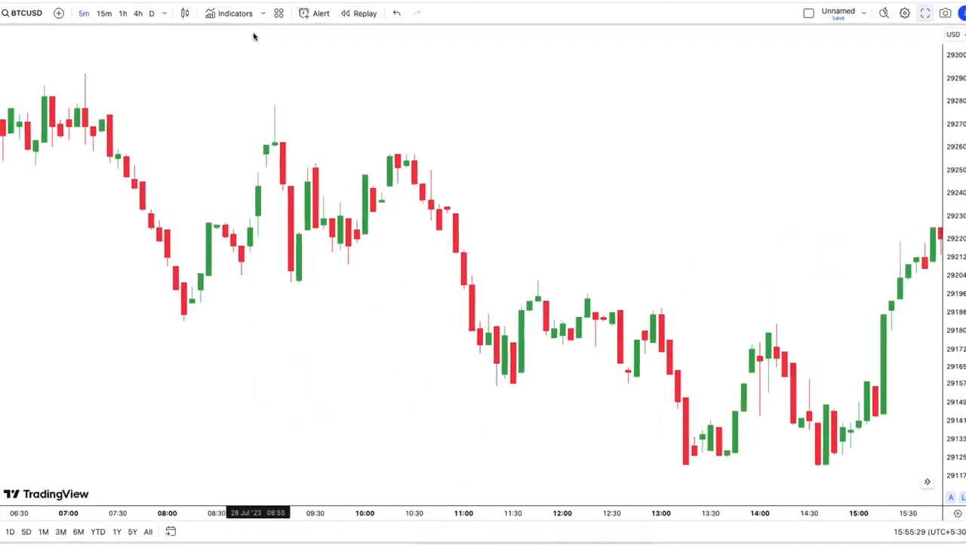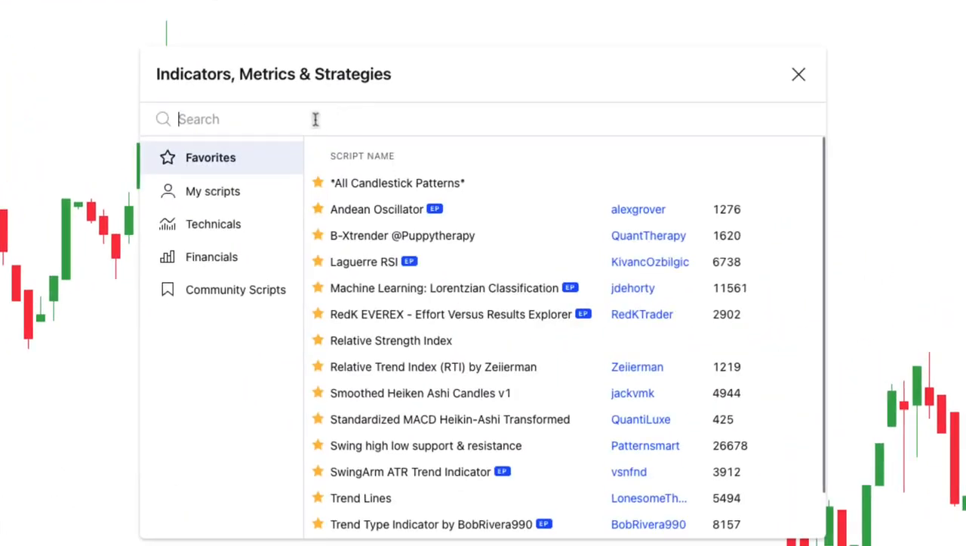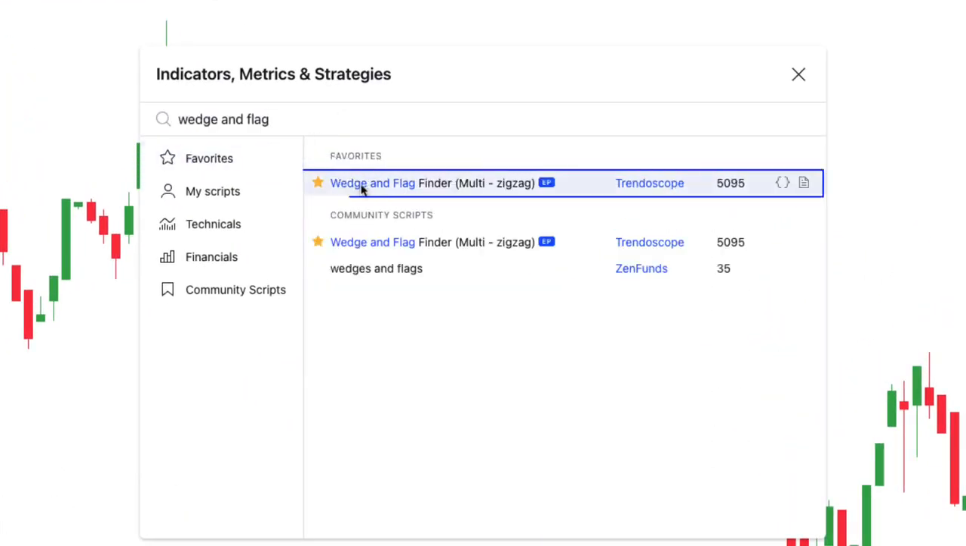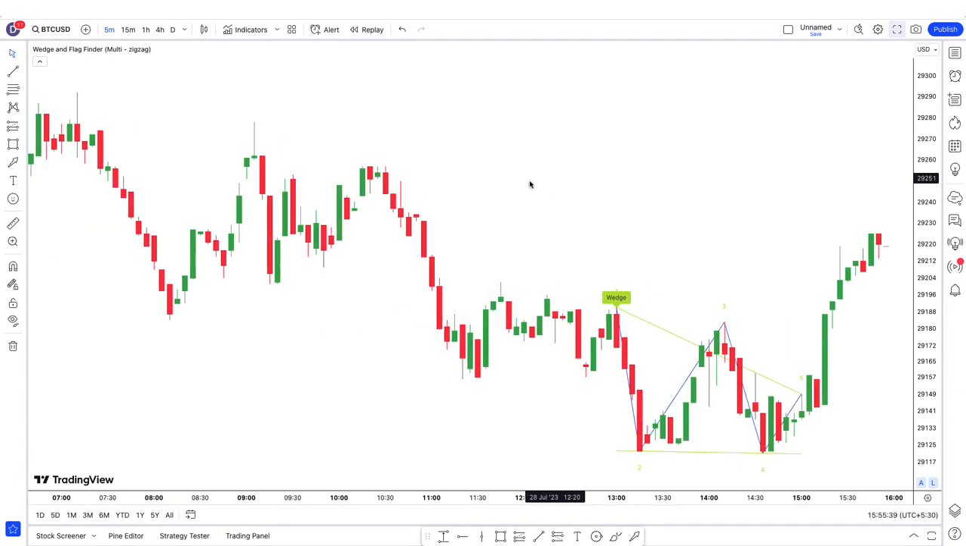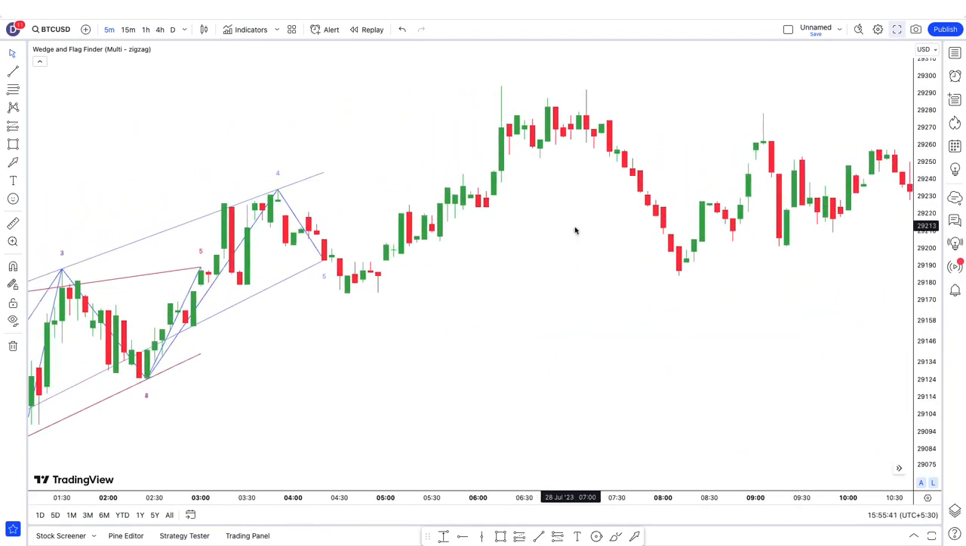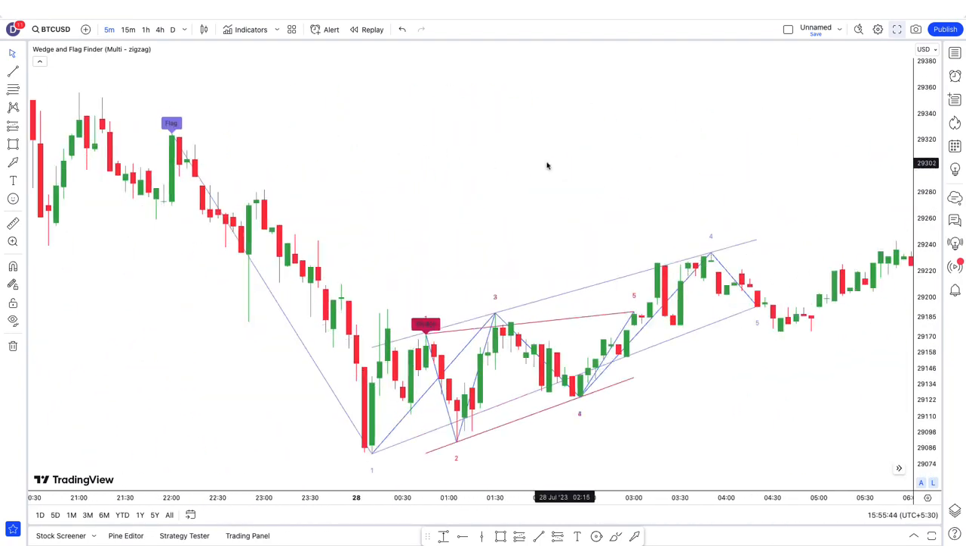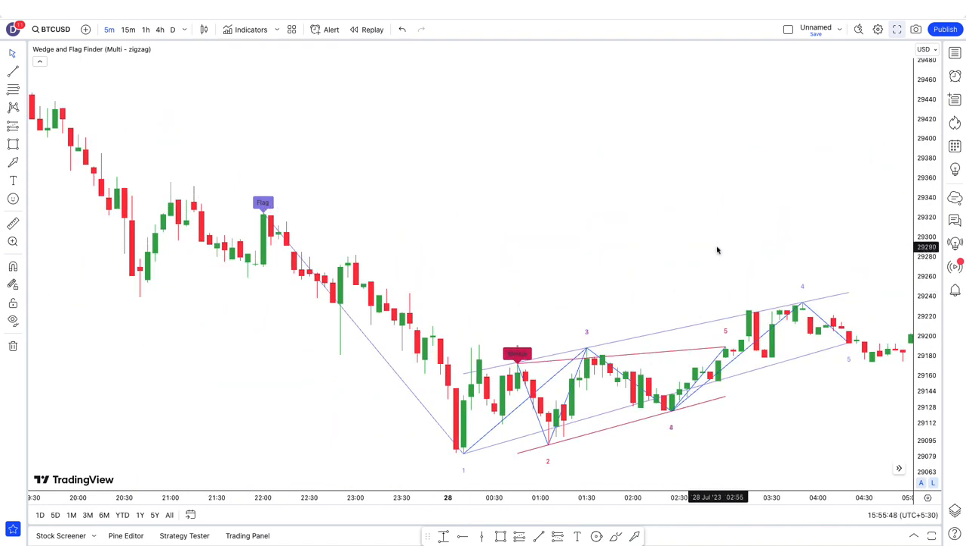Let's first add the indicator to the chart. Head over to the Indicator Search tab and search for the Wedge and Flag Finder indicator. Select the indicator made by Trendoscope and add it to the chart. By using multiple pivots, this indicator is able to identify powerful chart patterns known as the wedge and flag patterns in the price action.